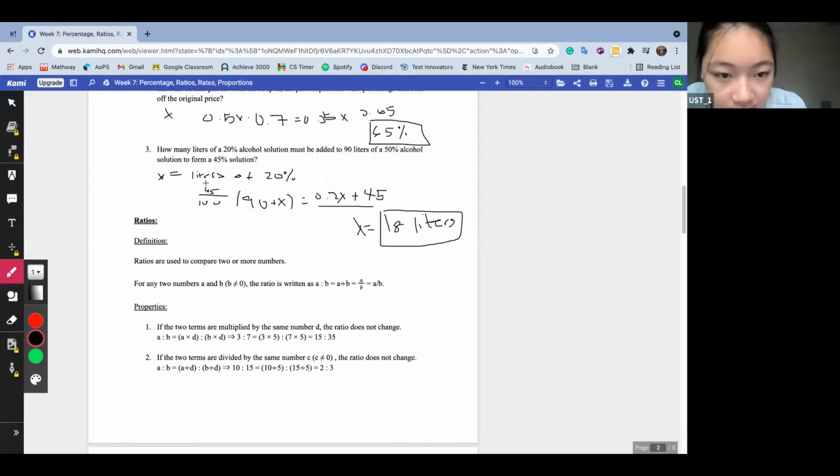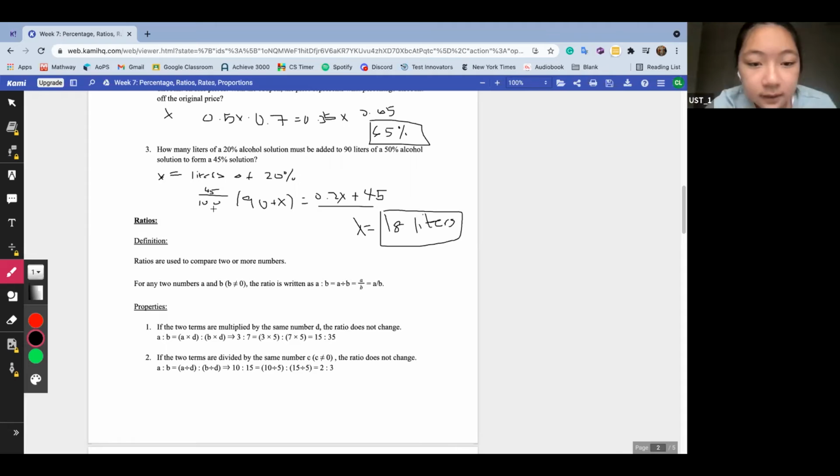So over here we have 45 over 100. On this side, we have to find the amount of alcohol in it. So 20% of the 20% solution, obviously, and then 50% of the 90-liter solution, the 50% of the 90 liters, which is going to be 45. And then you solve the equation. Do you want me to show you how to solve it? Yeah, can you tell me?